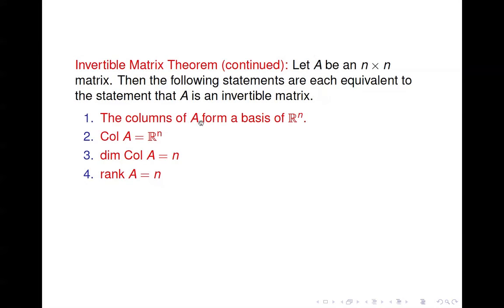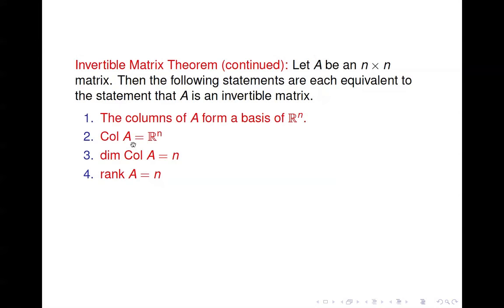Number 1 says the columns of A form a basis for Rn. Okay, if they're a basis for Rn, then that means that they must be linearly independent and they must span Rn. Either one of those says that there's a pivot position in every row and every column. Therefore, there are n pivot positions, so A is invertible.